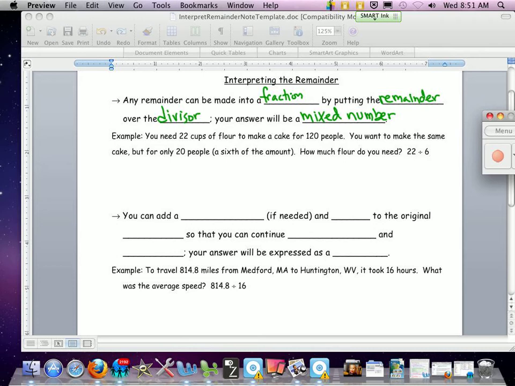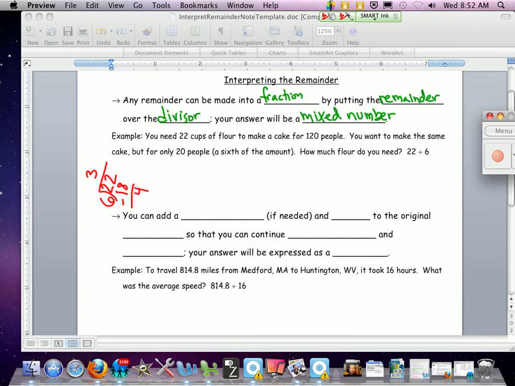It says, how much flour do you need? I'm going to go ahead and do the work sideways just in case it takes a bit of space. This one's not as bad as the next one. I'm going to divide the 22 cups for the big recipe by 6 to get my smaller version of the recipe. How many times does 6 go into 2? It doesn't. How many times does 6 go into 22? It goes in 3 times, because 3 times 6 is 18, and I subtract and I get 4.